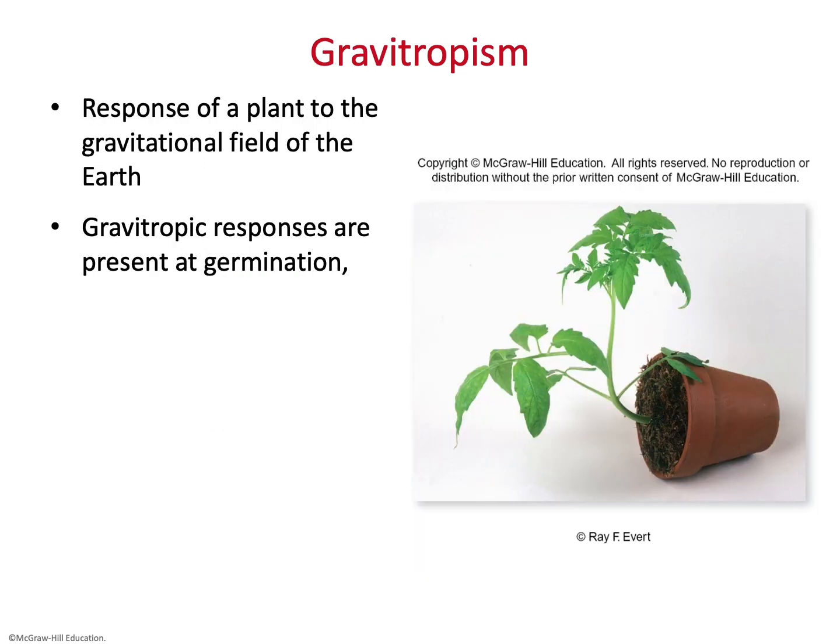Another environmental stimulus plants respond to is gravity. When a potted plant is tipped over and left there for a while, you might have noticed that the shoot bends and grows upward. This is an example of gravitropism. It's a response to the gravitational field of Earth. Gravitropic responses are present at germination when the root grows down and the shoot grows up. Therefore, shoots have a negative gravitropic response and roots have a positive gravitropic response.